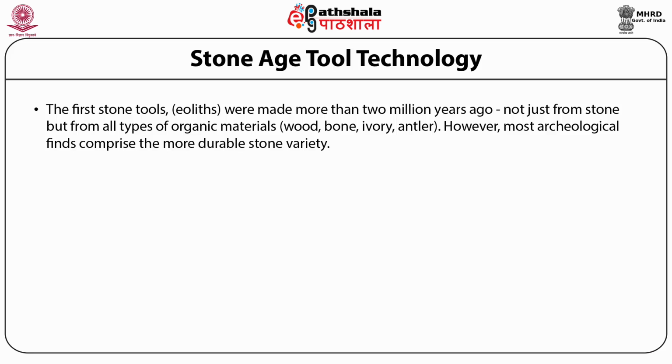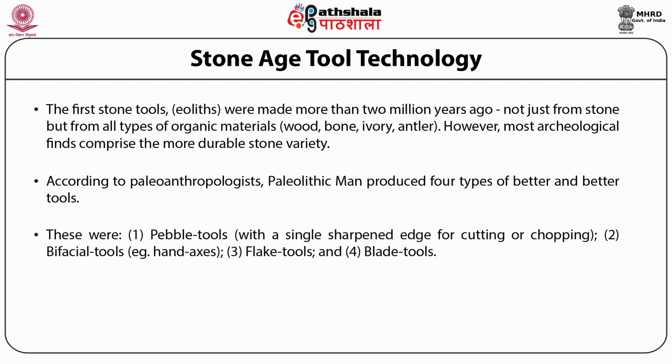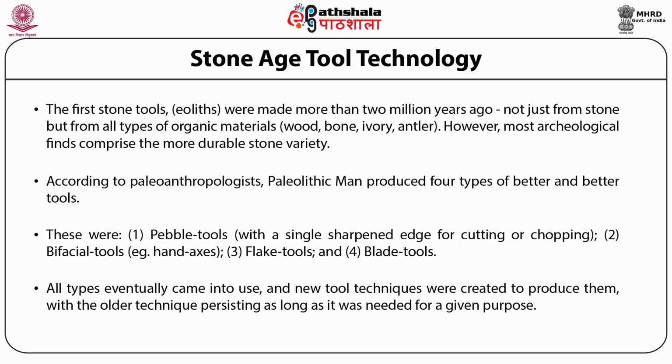The oldest human tools were simple stone choppers, such as those unearthed at Olduvai Gorge in Tanzania. According to paleoanthropologists, Paleolithic men produced four types of better and better tools. These were pebble tools with a single sharpened edge for cutting or chopping, bifacial tools like the hand axe, flake tools, and blade tools. All types eventually came into use, and new tool techniques were created to produce them, with the older technique persisting as long as it was needed for a given purpose.